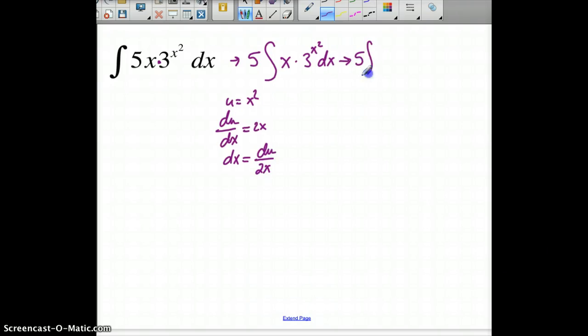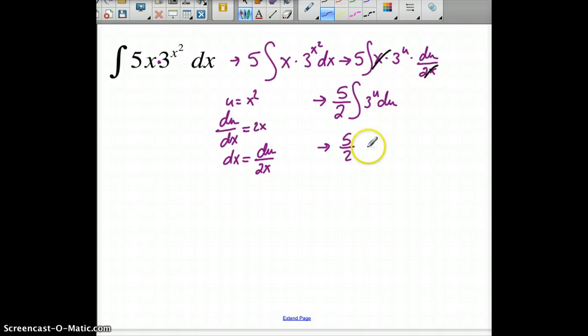So let's substitute. We have 5 times the integral of x times 3 to the u times dx, which is du over 2x. So our x's cancel. We have another constant now we can pull out. So 5 on the top, and then this 2 in the denominator comes out as a 1/2. So we have 5 halves out in front, times the integral of 3 to the u du. Now this matches our rule. So the integral of 3 to the u du is 1 over natural log of 3 times 3 to the u plus c.